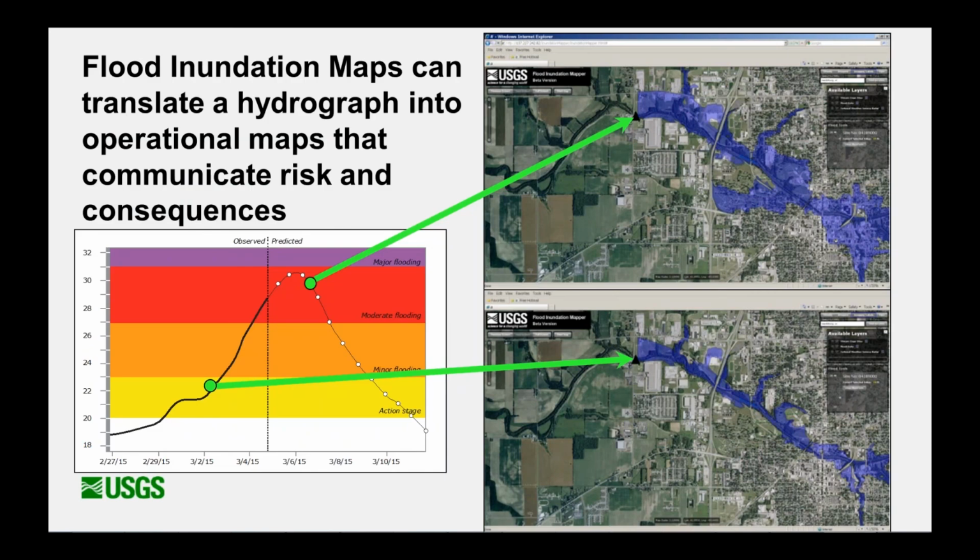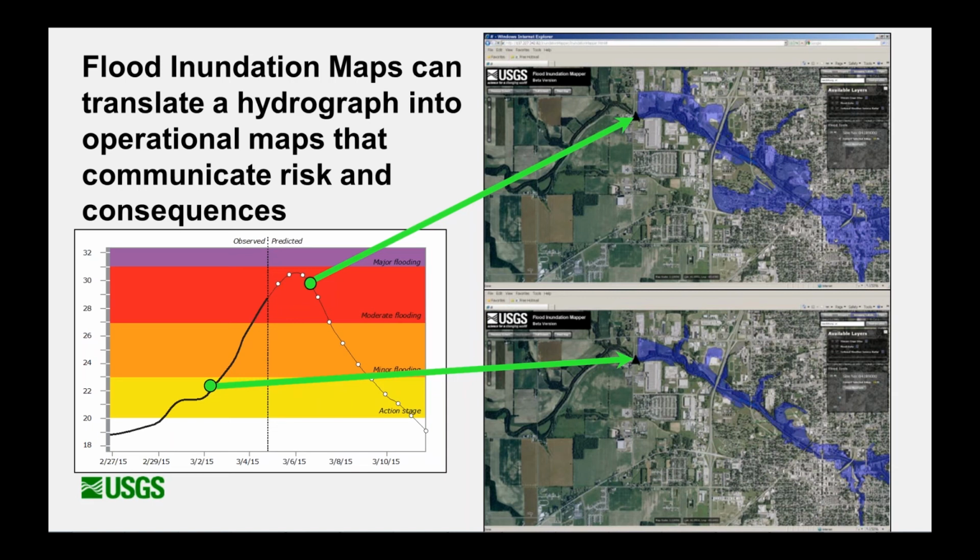Point data is great. It gives you the hydrograph that you see on the right regularly. Those observations are crucial, and those predictions really give people the time to take action and respond during or right before a flood. But how do we move that out onto the landscape? The answer is flood inundation maps. They can be used and created in a lot of different ways to create that operational risk and consequences picture that people can really use to take action.